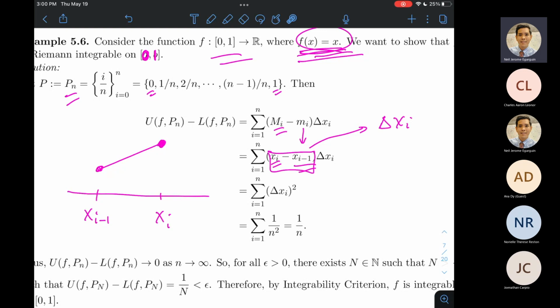So that means, just looking at this particular class, we can always conclude that we can make U minus L very, very close to 0. Because there's always a small n such that this is less than epsilon. Okay? So that means by the integrability criterion, Riemann integrable si f of x equals x sa interval 0 to 1. Okay?